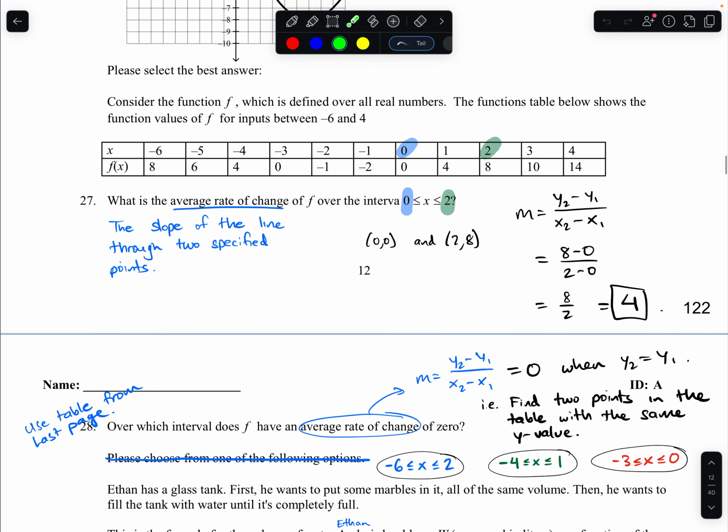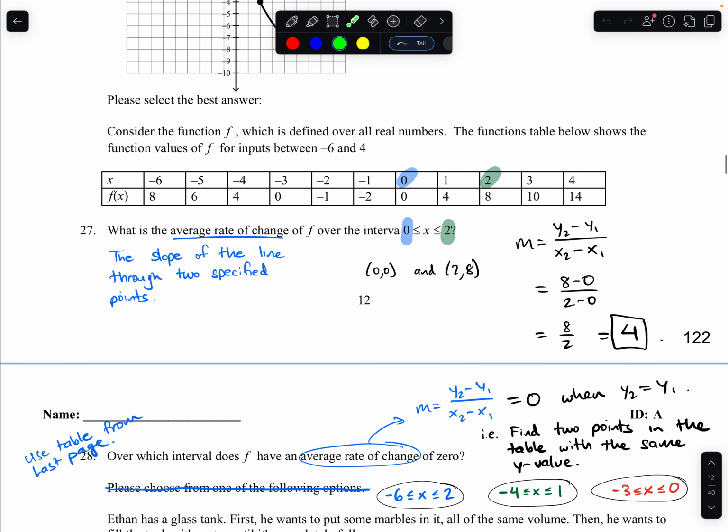Number 27, average rate of change is just the slope. So we need to find the slope, that's this slope formula here, using the point when x is 0, that's (0, 0), and the point when x is 2, that's (2, 8). So I plug these in, I have my x1, my y1, my x2, my y2, and I plug those in here, and I should get 8 over 2, which is 4.